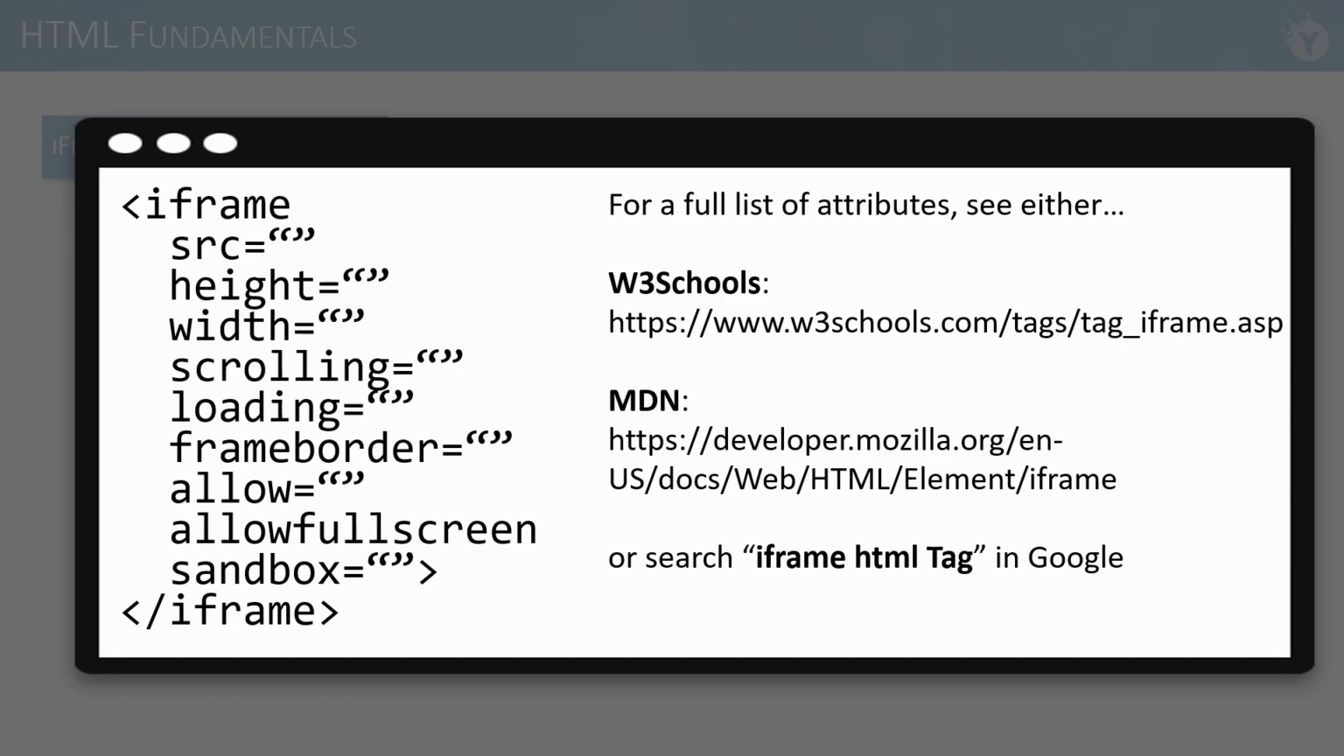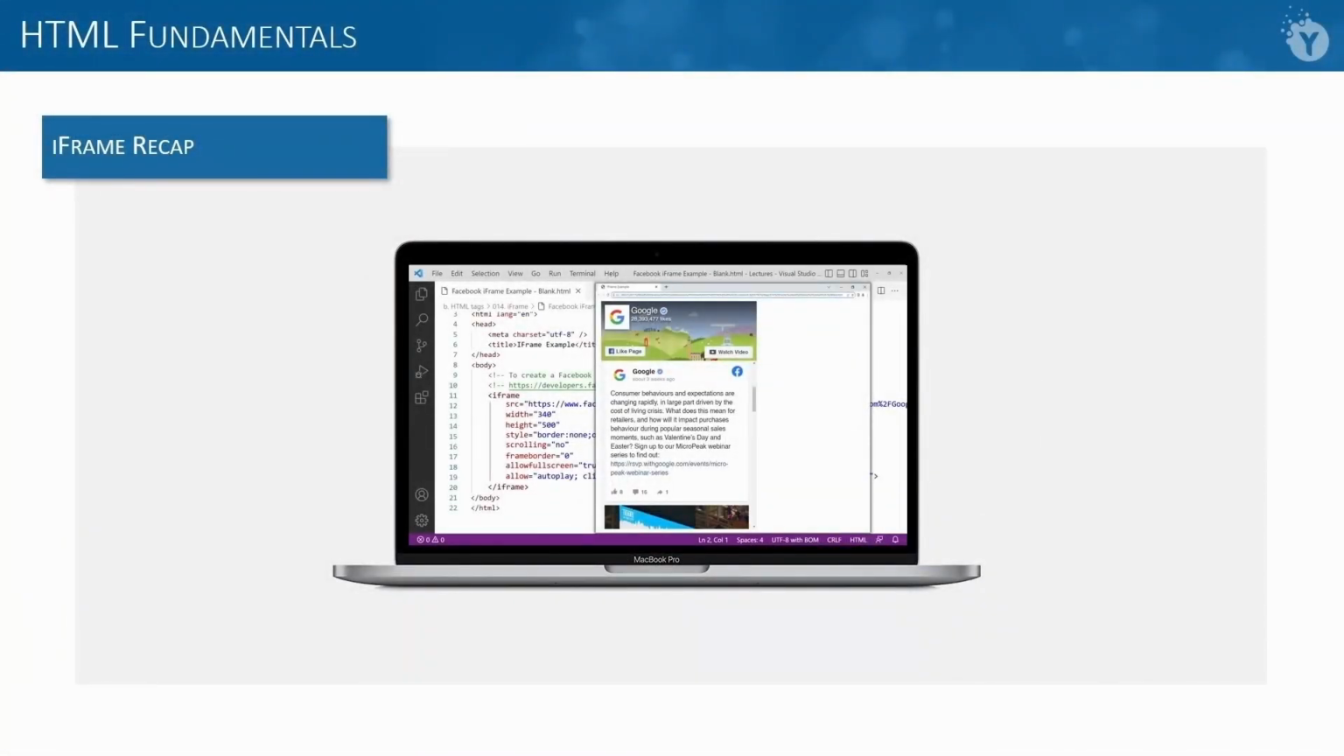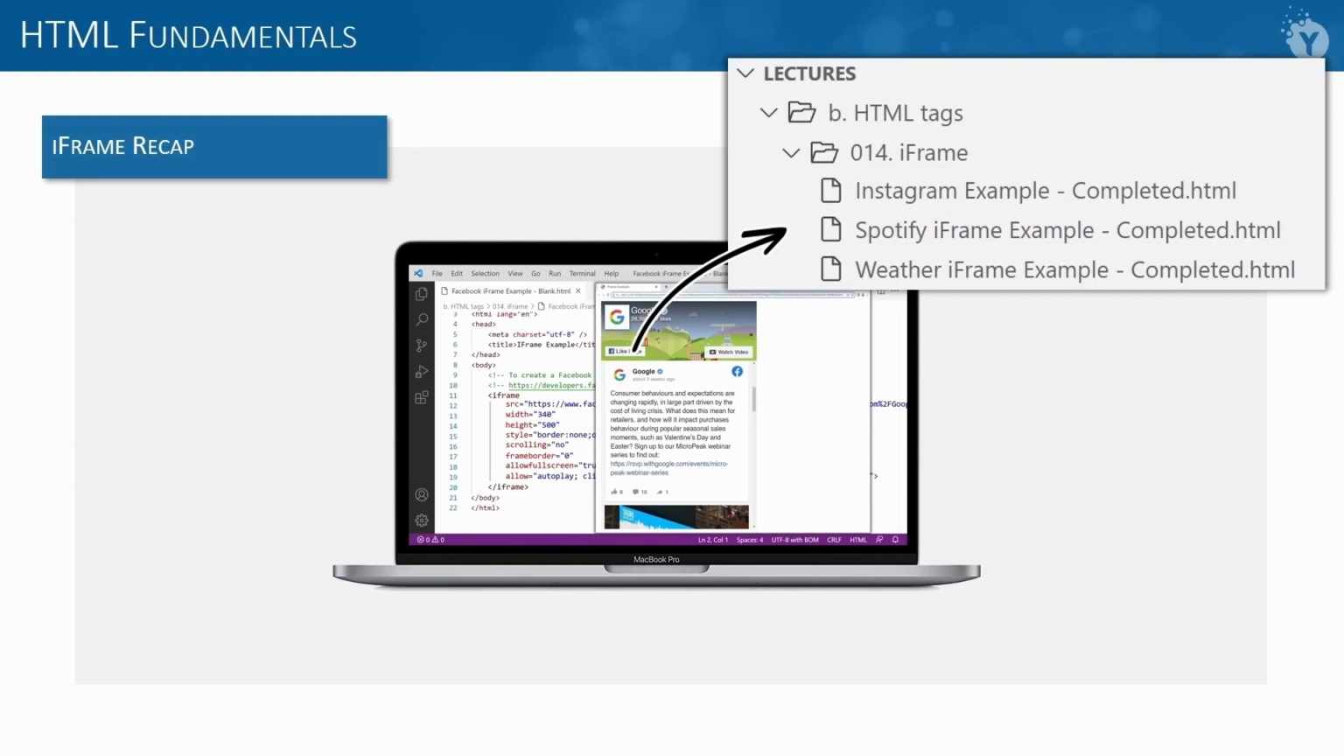As mentioned earlier, there are many other ways in which you can use the iFrame tag. I have included some additional HTML files in your course downloads as examples. These can be found in the Lectures HTML Tags iFrame folder. They include an example of embedding an Instagram post, a Spotify playlist, and a weather forecast. Feel free to take a look at those files and practice more with the iFrame tag.